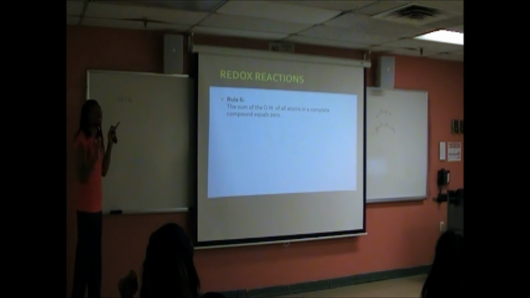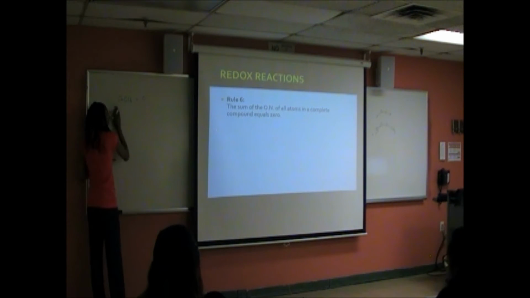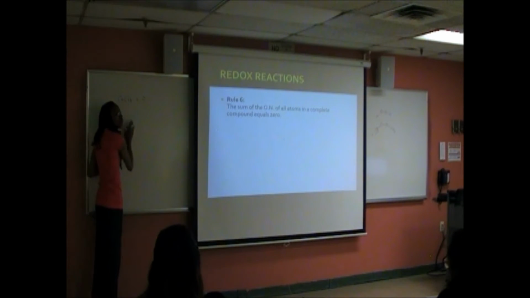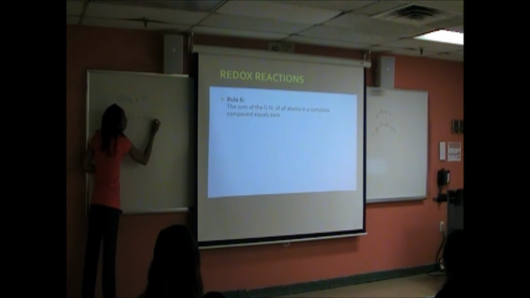CaCO3. By rule 6, what do we need to do to this? Make it 0. Must be 0. The sum, so it must equal 0. Right? So the first thing you do after you set it equal to 0, you now need to count out how many of each atom you have present. So what's the first one? Calcium. How many? 1. So you have 1 calcium plus 1 carbon plus 3 oxygen equal to 0.